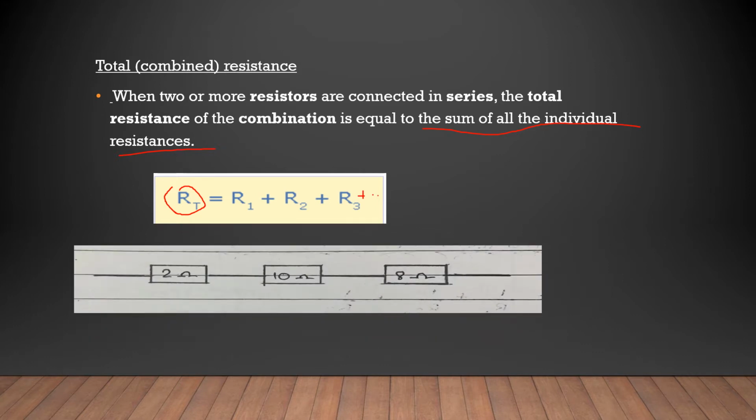For example, see here in this circuit, we have three resistors, 2 ohm, 10 ohm and 8 ohm. Then what is the total resistance here? 2 ohm plus 10 ohm plus 8 ohm. It is 20 ohm.